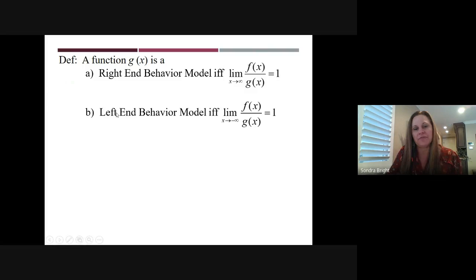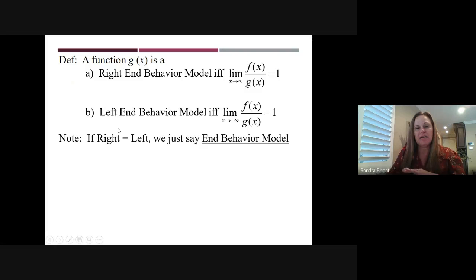We're going to do an example with that. But if the right equals the left, like the last example, right? The last example, if we took it as positive or negative infinity, they both ended up being 1, then we just call it the end behavior model. So notice that on that last example, whether you're going positive or negative infinity, they both matched up, yes? And so we just call it an end behavior model.